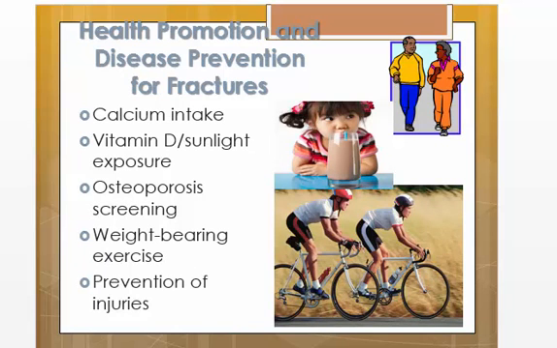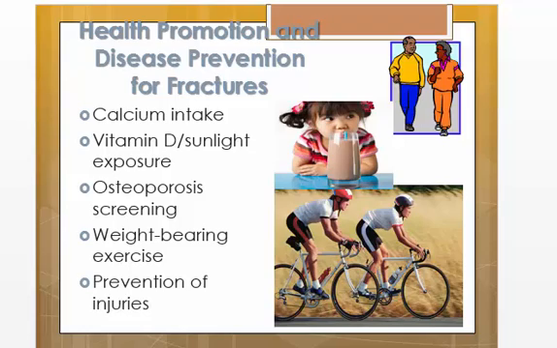Okay, on to the next slide, health promotion and disease prevention for fractures. You need to teach patients to take in the recommended amount of calcium, vitamin D, and/or exposure to sunlight. Foods that are rich in vitamin D include most fish, egg yolks, fortified milk, and cereal. Foods rich in calcium are milk products, green vegetables, fortified orange juice and cereals, red and white beans, and figs.